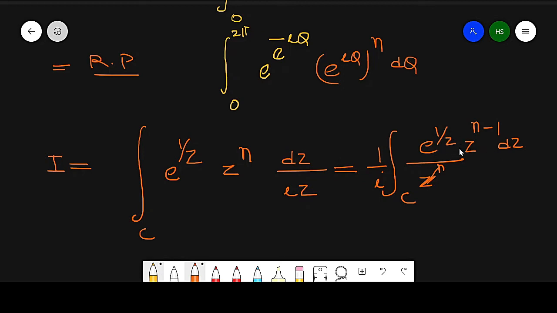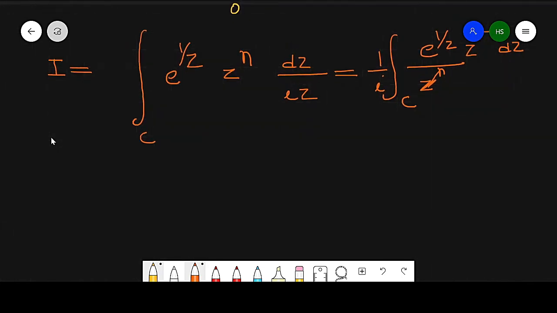So this point has singular point z equal to 0. My aim is to find the residue to find this integration. The function is e raised to power 1 by z into z raised to power n minus 1.